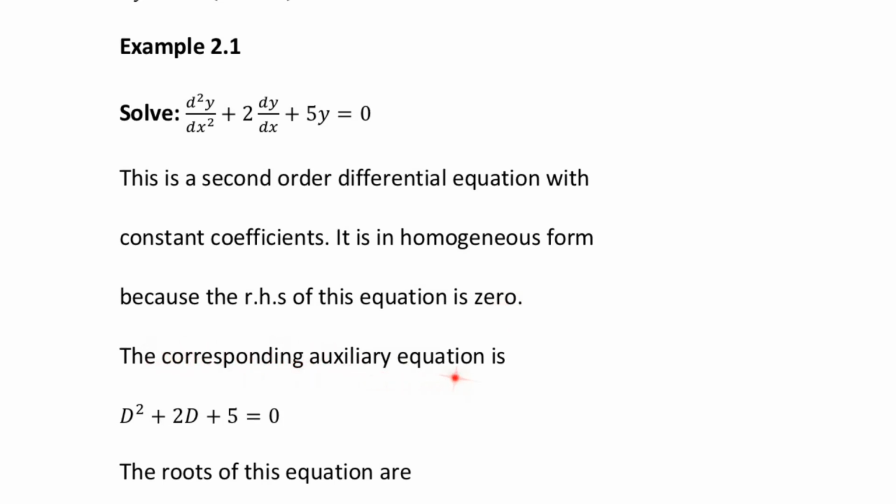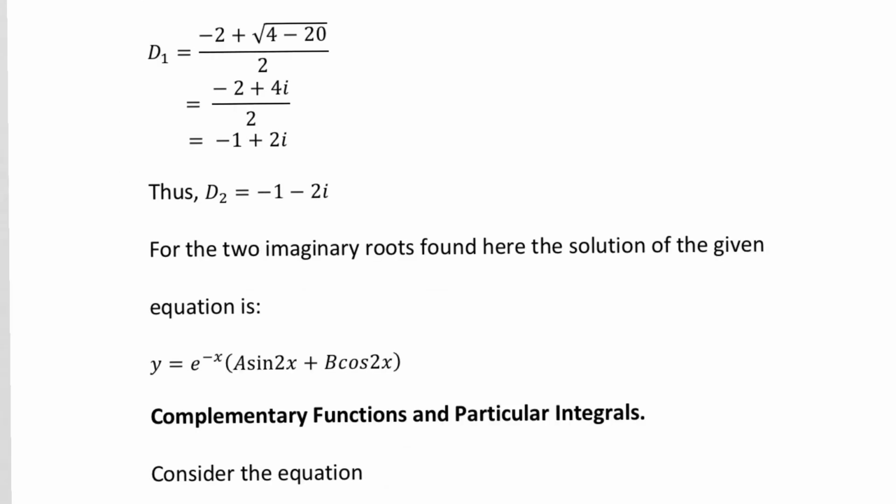The corresponding auxiliary equation is D square plus 2D plus 5 is equal to 0. The roots of this equation are D1 is equal to minus 2 plus square root of 4 minus 20, divided by 2, which becomes this. Therefore D2 will be this because the imaginary roots occur in pairs. For the two imaginary roots found here, the solution of the given equation is as shown here: e to the power minus x into a sin 2x plus b cos 2x.